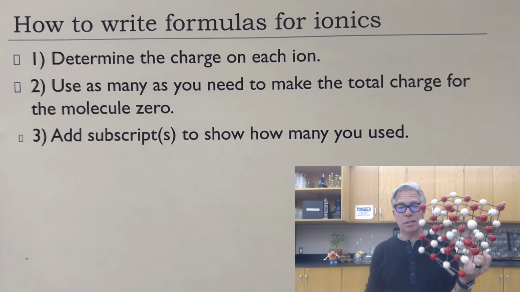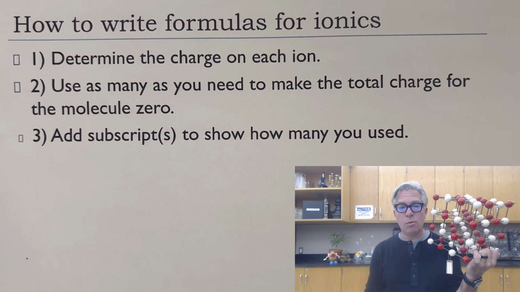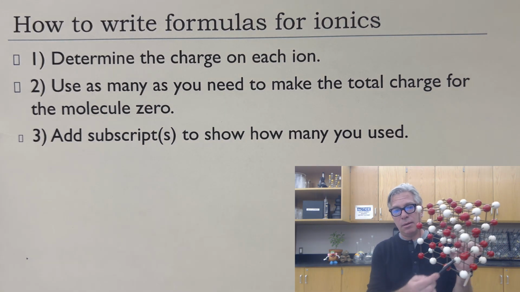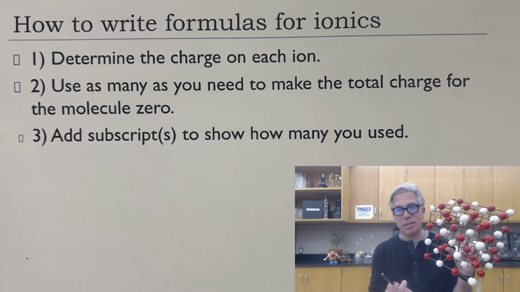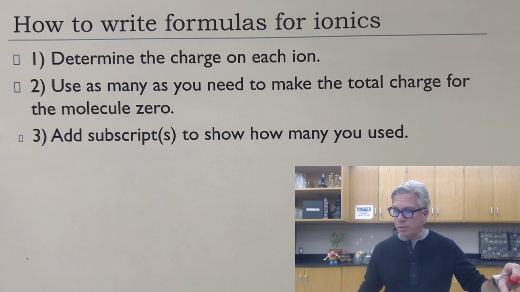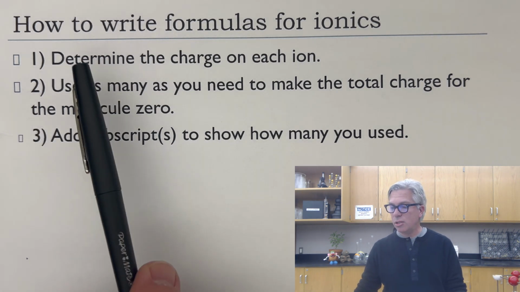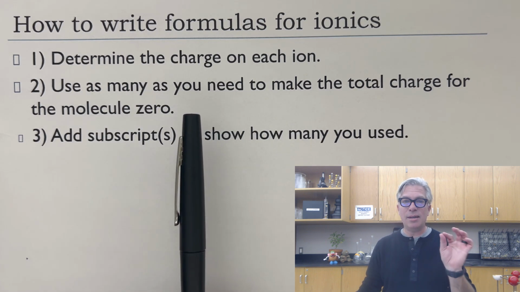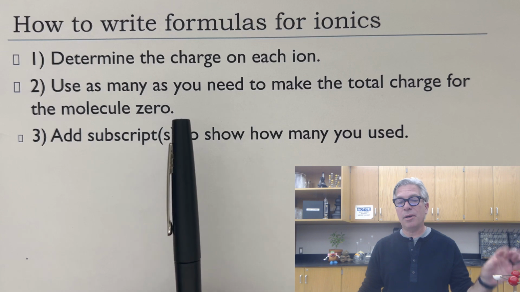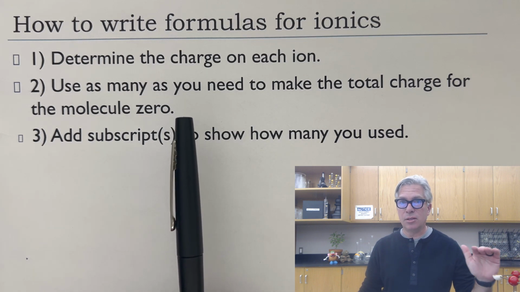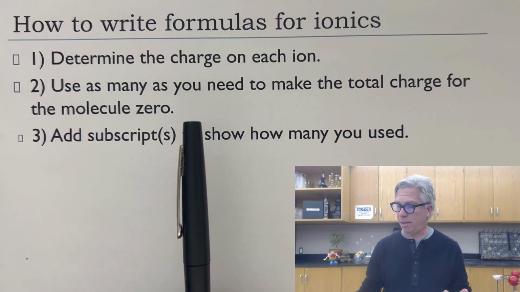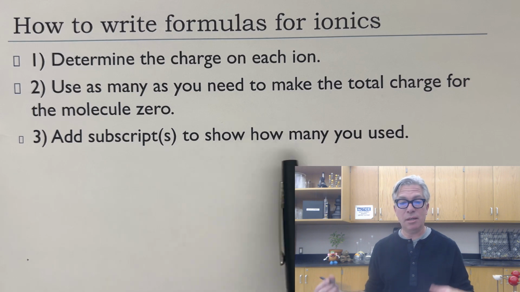All right, how are we going to write the formulas for something that looks as crazy as this? Well, we're going to try to get the lowest terms ratio of these ions. Yes, there's millions of them, but we don't want to write that. So what we're going to do is use their charges. We're going to determine the charge on each ion. We're going to use as many as we need to make the total charge 0. That is the key. The total charge for an ionic compound has to add up to 0. And so if we can make it do that, using however many we need, we're going to write the formula from that. And we're going to add subscripts to show how many you need.